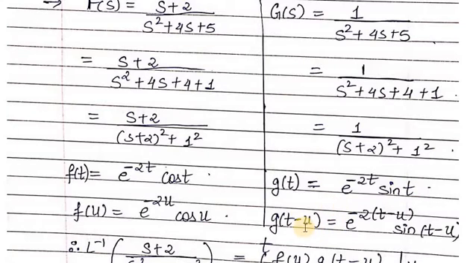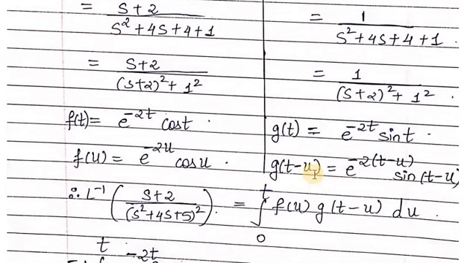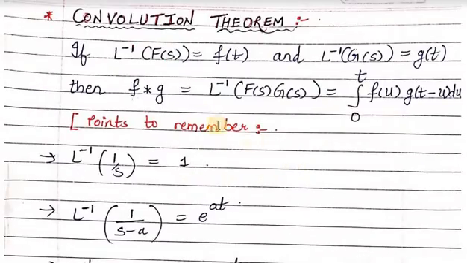Now we have to find out g of t minus u. So in this expression we will replace t by t minus u. So g of t minus u equals e raised to minus 2, replacing t by t minus u, into sine of t minus u. Now we will use the formula of the convolution theorem, that is L inverse of F of s into G of s equals integration from 0 to t f of u g of t minus u du.